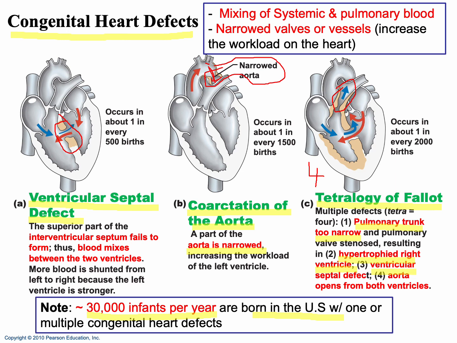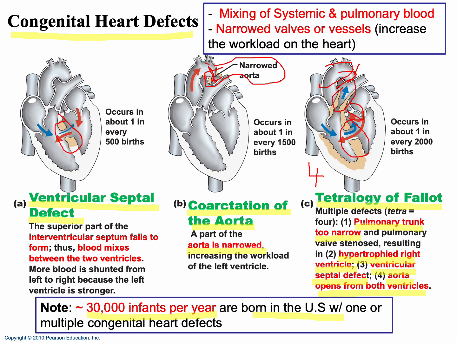The individual will also have the ventricular septal defect. So the interventricular septum wall didn't form all the way, so there is mixing of oxygen-poor and oxygen-rich blood. And the last one, number 4, the aorta opens from both ventricles. So imagine how difficult it is to get that oxygen-rich blood to the tissues of the body when some of that mixing there is oxygen-poor blood.